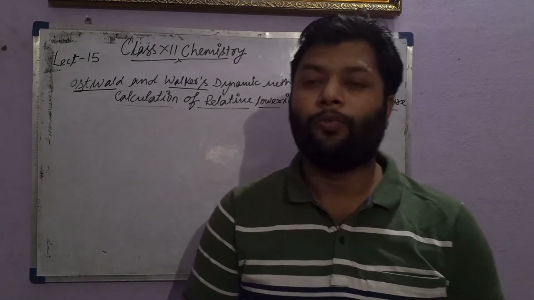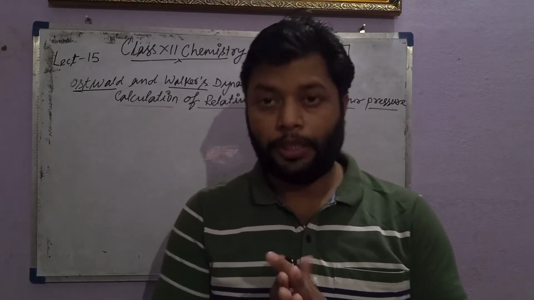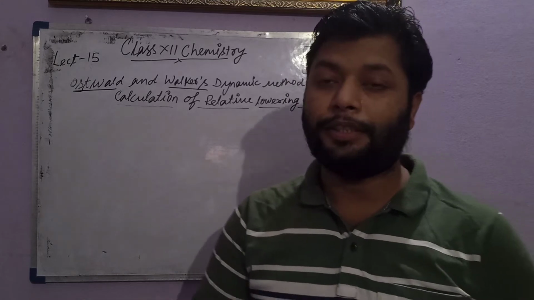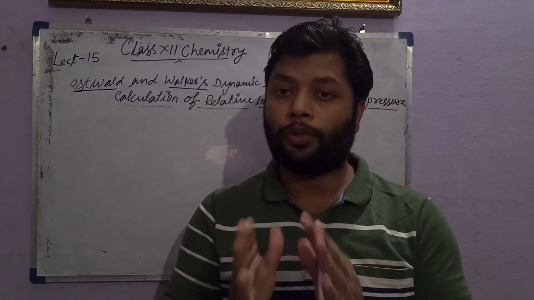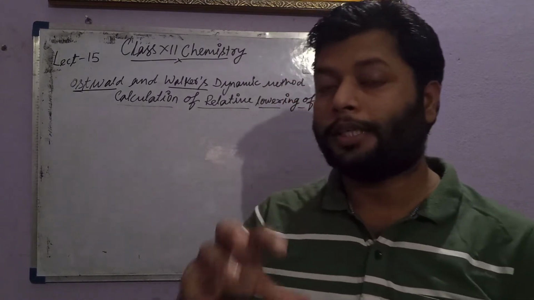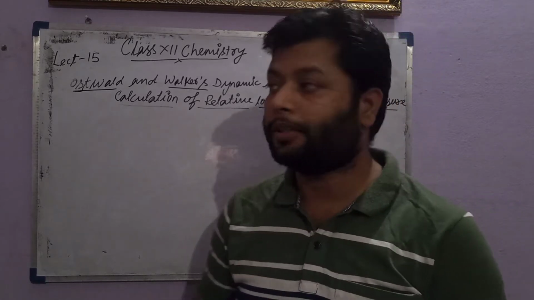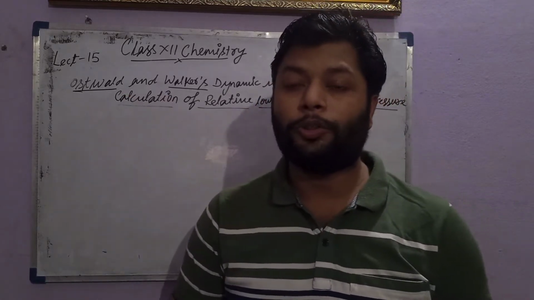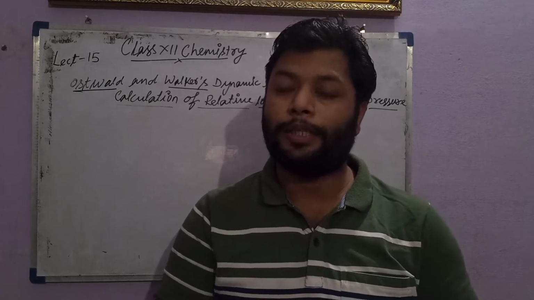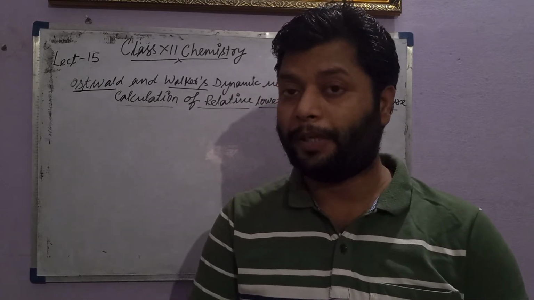Hello class, welcome again. This is lecture number 15, and this lecture is totally dedicated to one of the questions asked by one of the students in the comment box. That is, what is the Ostwald-Walker method of calculating the relative lowering of vapor pressure?